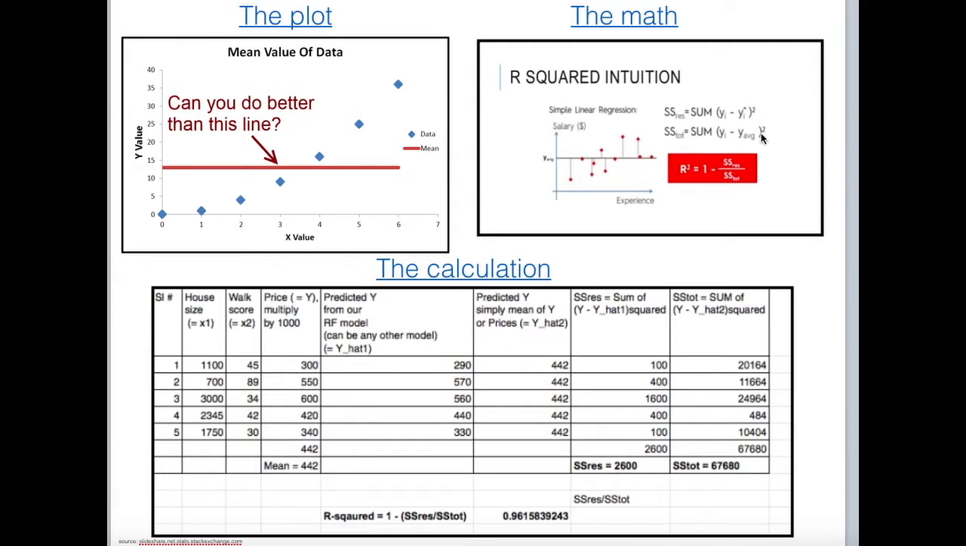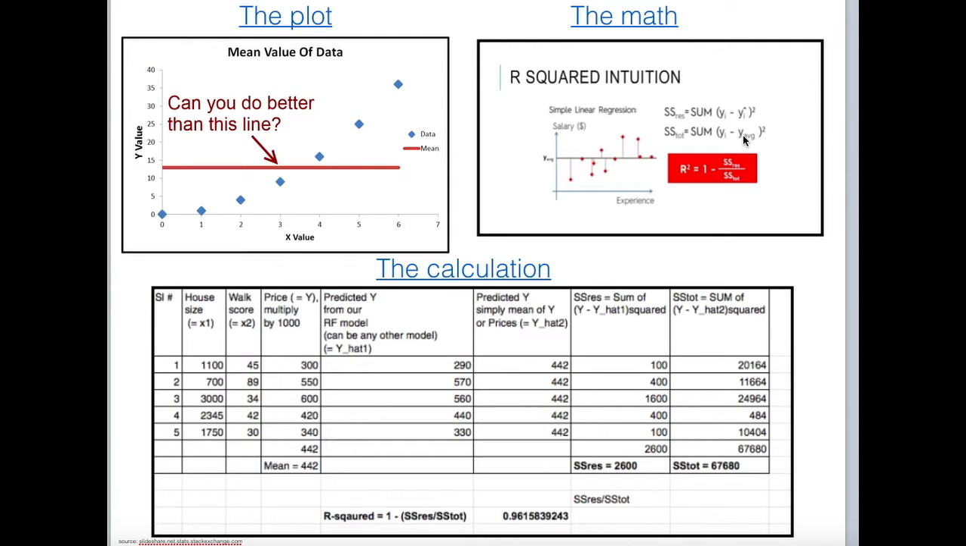And SS tot is the case where you have the actual value of y and you have the predicted value of y, and here we are actually using the average of all the y's in that data set to get the prediction of y.